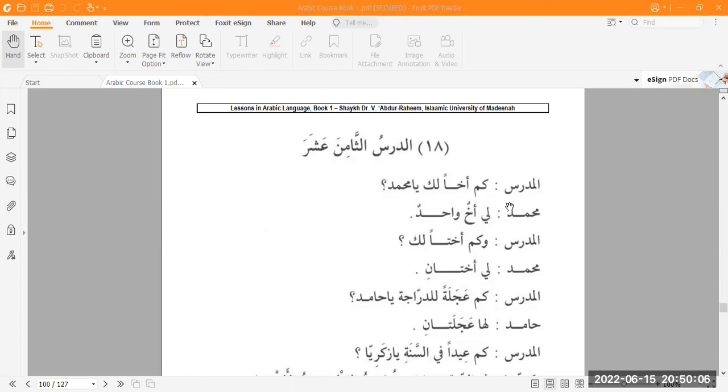Al-mudarrisu, kam akhan laka ya Muhammadu? The teacher is asking, how many brothers do you have, O Muhammad? First thing to keep in mind, this is the word akhun. Kam means how many. So make notes of this. It's important. You're always going to use it throughout your life. So kam means how many.